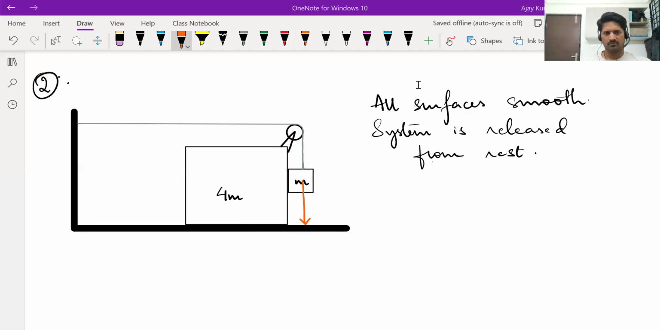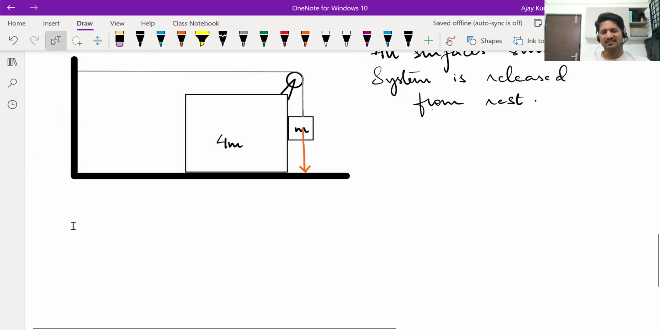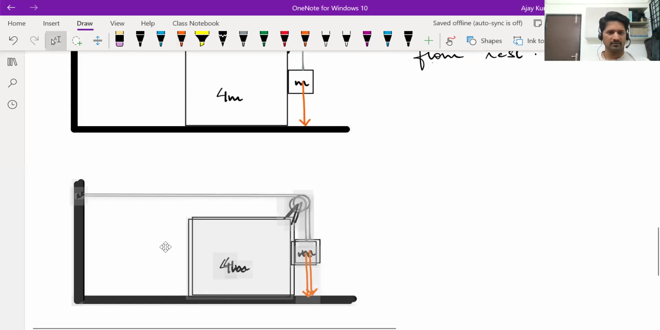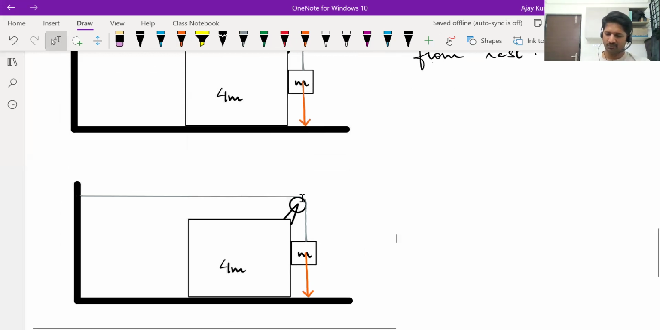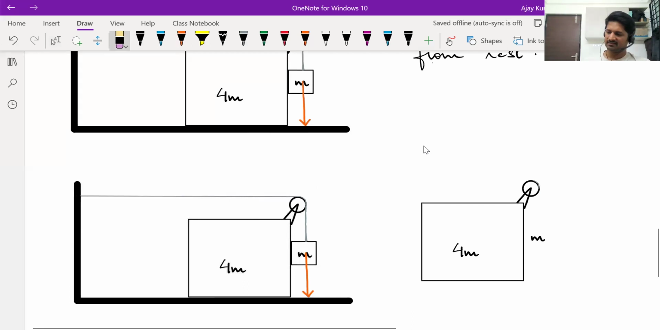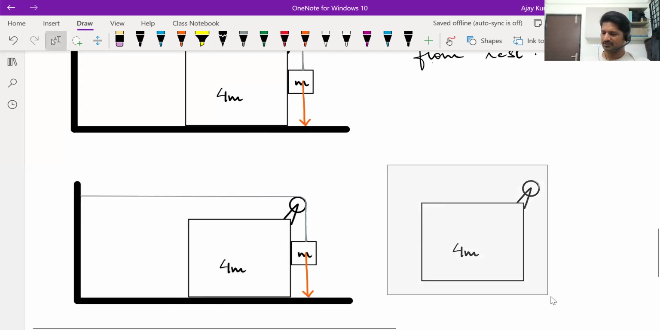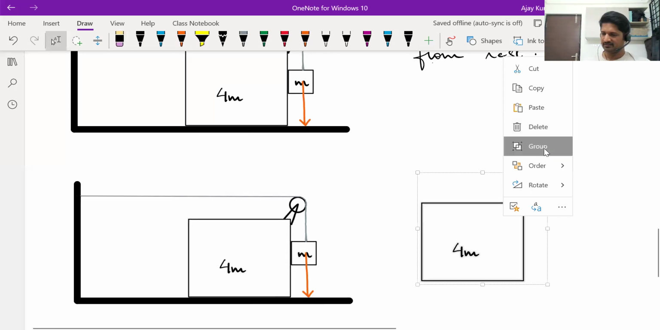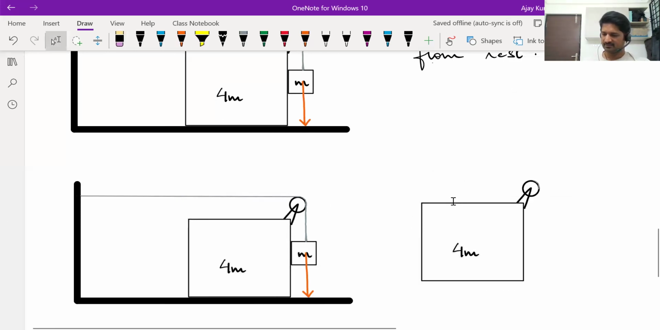Sir, but with respect to the ground, I think the block M will move with an angle. See, initially it may start moving only in the downward direction, but when the big block goes aside, just a moment. The pulley is attached to it, right? So when it goes to the right side, left side, imagine it to be somewhere here.